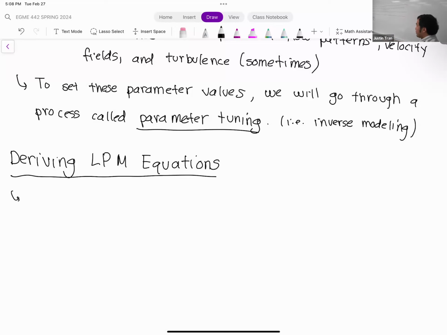What I mean by deriving LPM equations is, oftentimes, when you seek to model a blood vessel using lumped parameter modeling, you're going to represent it using a circuit. Once you determine your circuit, the next step is to generate the equations that govern that circuit. So deriving the LPM equation means you take a circuit and derive the equations that govern it.